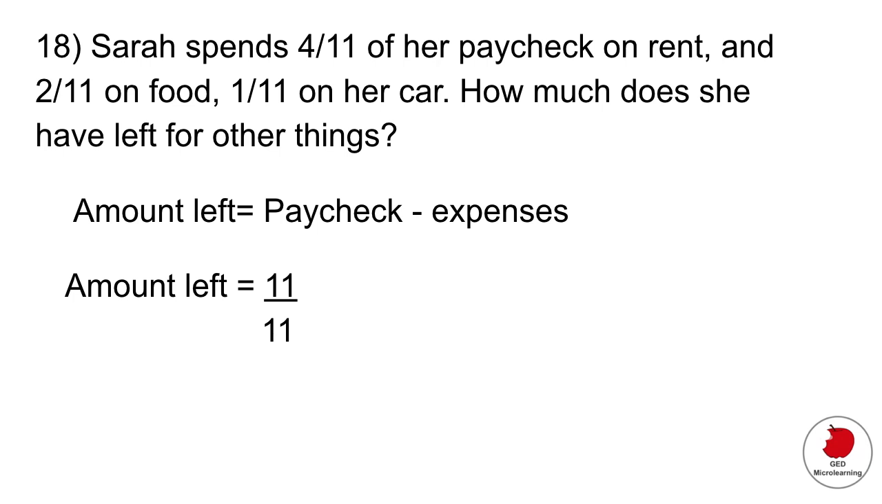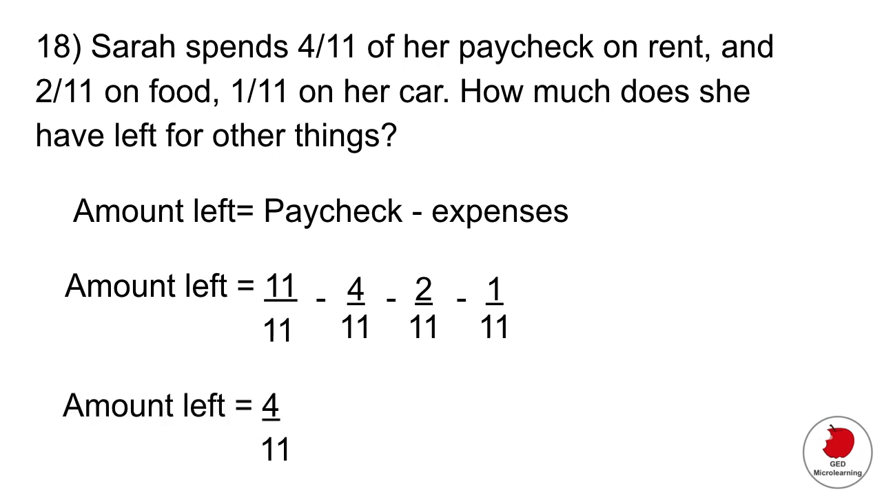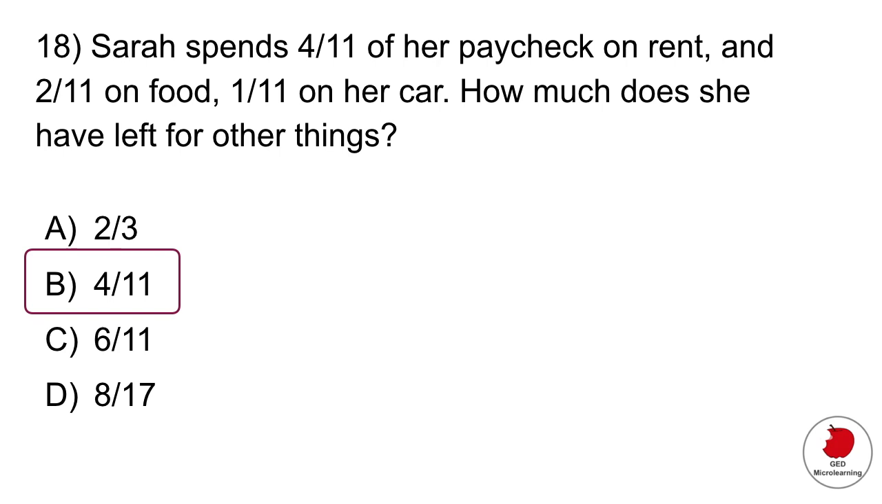Okay, so if we make the paycheck 11/11, then it's very easy to subtract stuff. Okay, so again, we would subtract the rent, which is 4/11. We would subtract the food, 2/11, and we subtract the car, 1/11. Again, as we saw before, the rule is that in order to add or subtract, all the denominators have to be the same, which is the case in this question. Now, if we subtract all of these together, we end up with 4/11, which is option B.